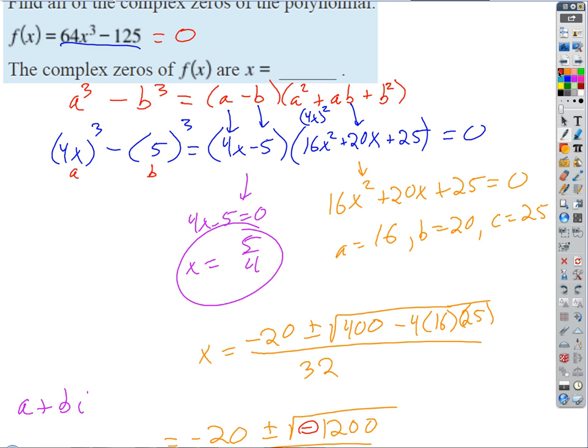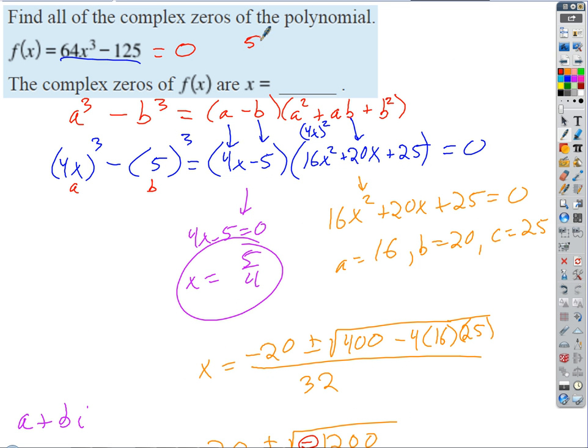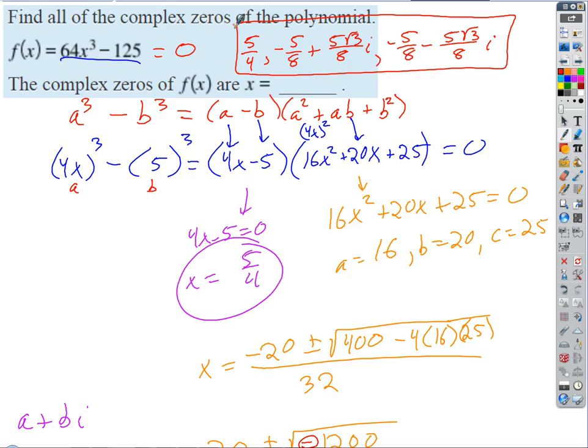Let's make a list. So we had 5/4, right? So our list would have been 5/4, comma, and then we would have had negative 5/8 plus 5 times the square root of 3 over 8i, and then we would have put a comma between each one. We would have had negative 5/8 minus 5 times the square root of 3 over 8 times i. So we would have had those 3 in any order, right?